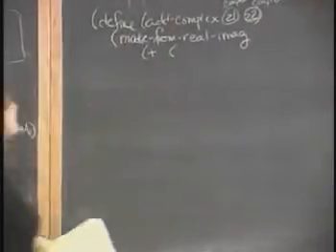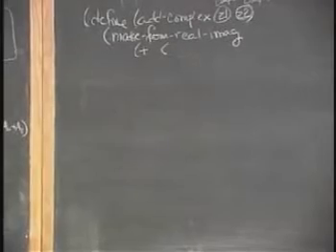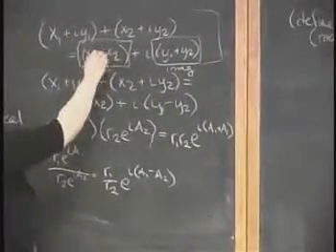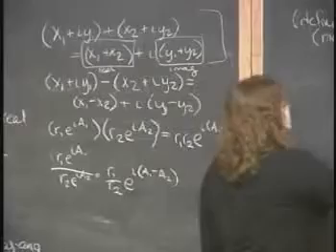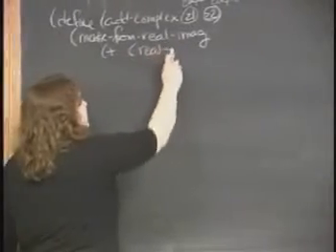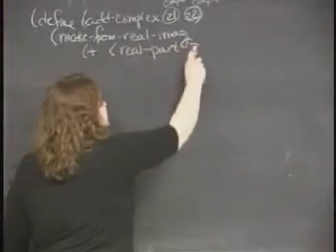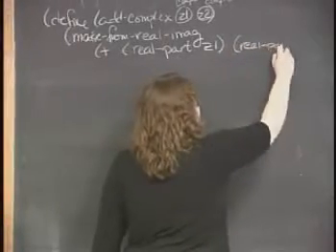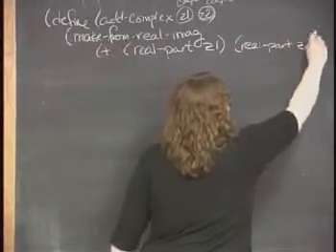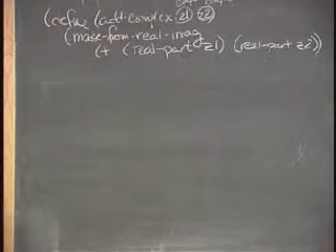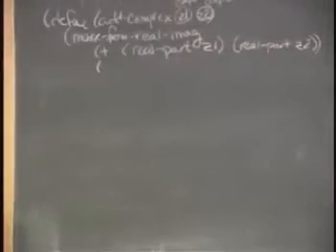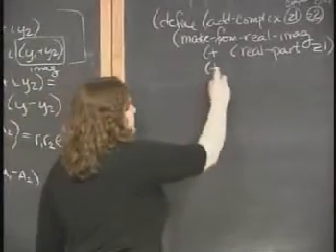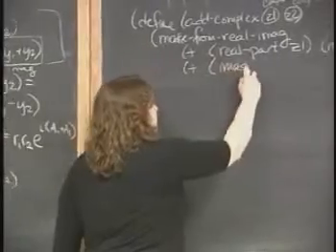Okay. We're going to add two things for the real part: the real part of Z1 and the real part of Z2. Okay. So that's our real part to pass in to make from real imag. And now we need to figure out what the imaginary part is. Same thing, except we're adding the imaginary parts.